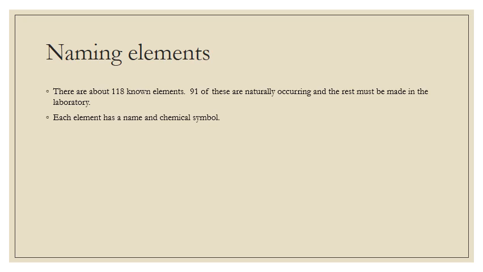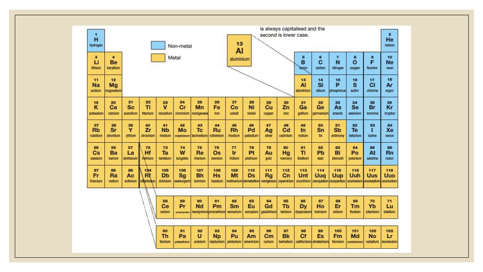Each element has a name and a chemical symbol. And scientists display all the known elements and their symbols in the periodic table. So let's have a look at that now.